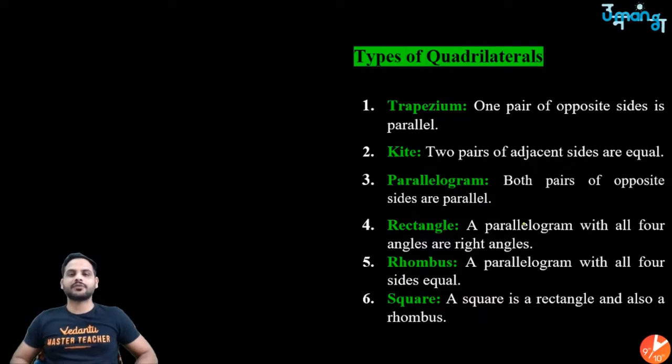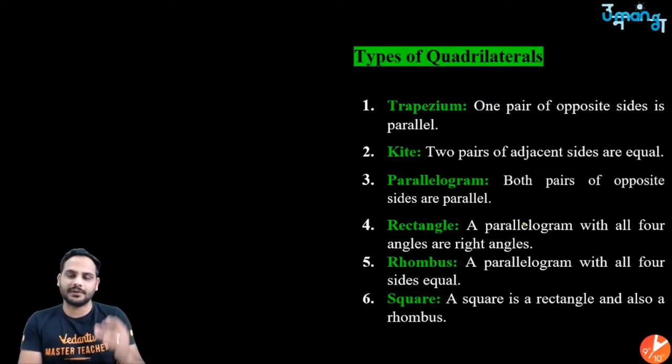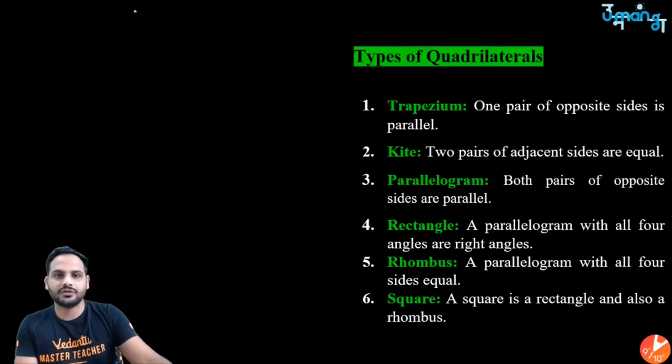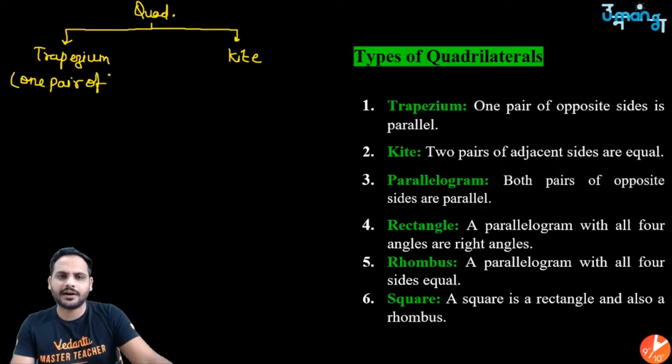After that, the types of quadrilaterals. These are all the special quadrilaterals. So we have trapezium, kite, parallelogram, rectangle, rhombus and square. If I make this tree for quadrilaterals, the first thing that comes is your trapezium. Remember, the definition is very important for this part. Trapezium, and the other part is your kite. For trapezium, we need one pair of parallel sides. Any quadrilateral with one pair of parallel sides will be called a trapezium.